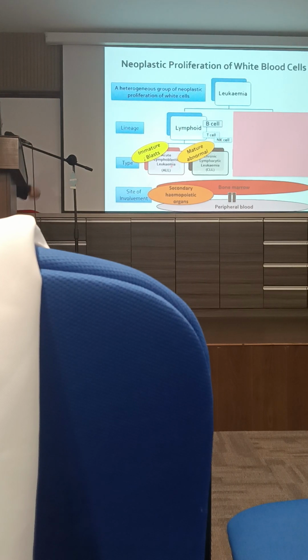Okay, right, so we have two types, not really two types, but the ones that you need to know: acute lymphoblastic leukemia and chronic lymphoblastic leukemia. So what is the difference? The difference is in acute lymphoblastic leukemia, the cells are immature. Your neoplastic cells are really immature cells, right?